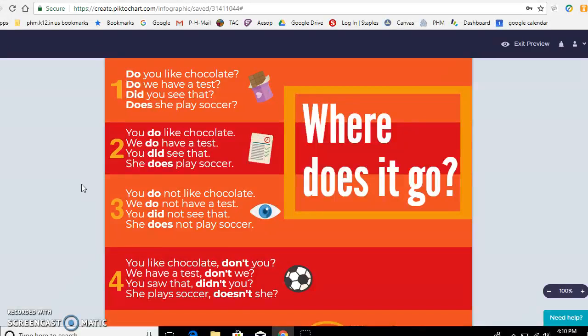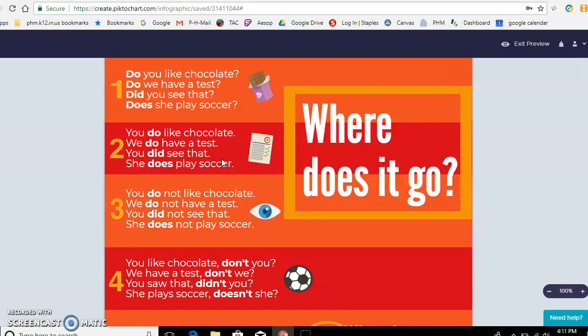So I decided to do that here. I have section 1. I have the examples: Do you like chocolate? Do we have a test? Did you see that? Does she play soccer? So I'm trying to get them to see that it can go at the very beginning of a sentence, especially when it's in a question.